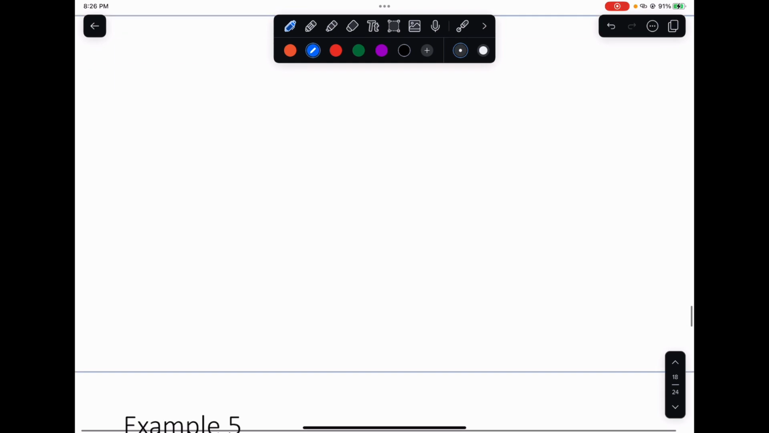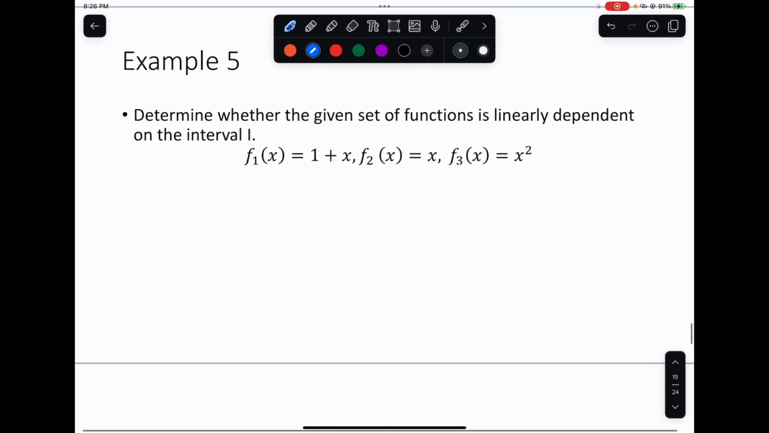So let's have our second example. In the second example, we concluded that it is linearly independent. Therefore, for the Wronskian, we're expecting that our answer here should not be equal to 0. So let's form it. W then, I'll start with 1 plus x as the first function, the second function is x, and the third function is x squared.